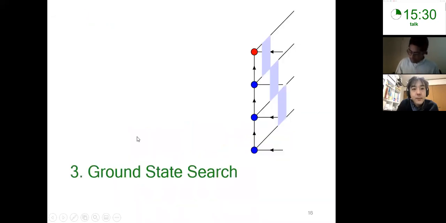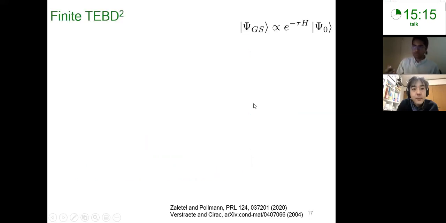Okay. So with having introduced this infinite Moses move algorithm for moving the orthogonality column throughout this ISO-TNS, I now want to talk about how we can perform a ground state search by imaginary time evolution. To begin, I just want to review the finite algorithm called finite TEBD squared. We call it TEBD squared because in essence, we're going to be doing TEBD inside of a nested loop, once over the columns and then once over the rows.